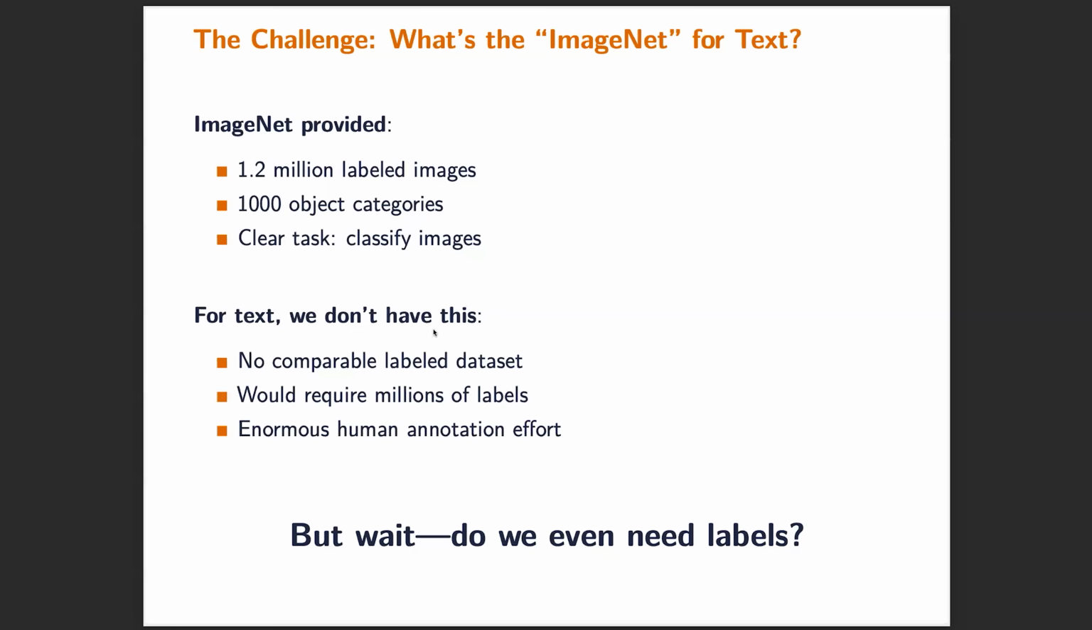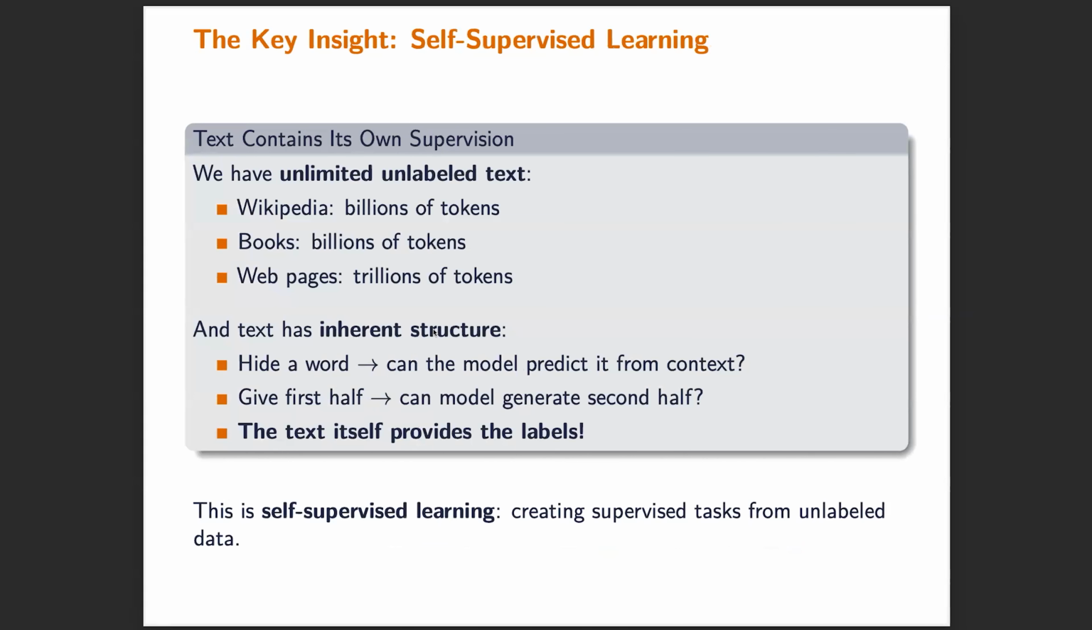Well, the answer is maybe we don't need that. And that's how we get to self-supervised learning. The idea is that text contains its own supervision. Yes, we may not have cleanly labeled sentences, but we have unlimited unlabeled text.